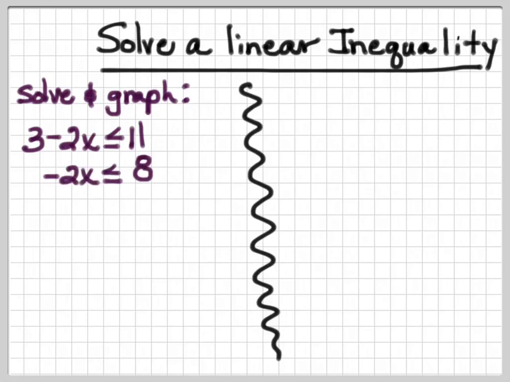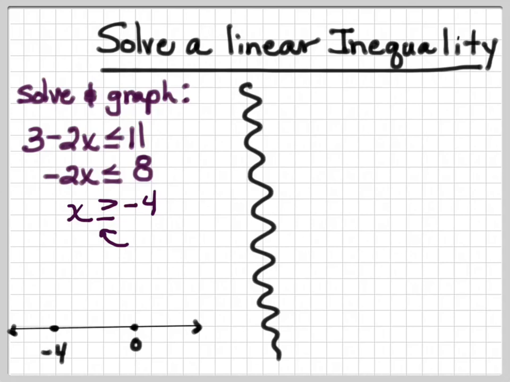If I subtract 3 from both sides, I have minus 2x is less than or equal to 8. Now I'm going to divide by negative 2, and I get x is greater than or equal to negative 4, because when you multiply or divide by a negative number and you're using an inequality, it flips the sign around. So this graph is going to be x is greater than or equal to negative 4. There's my negative 4. There's my bracket at negative 4 and my arrow to the right.